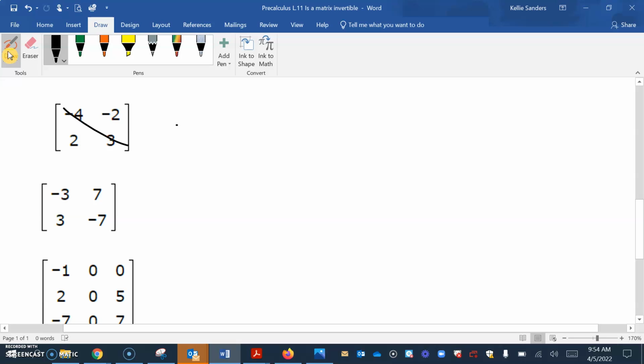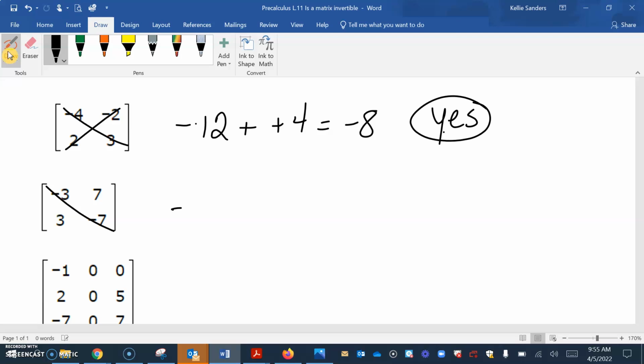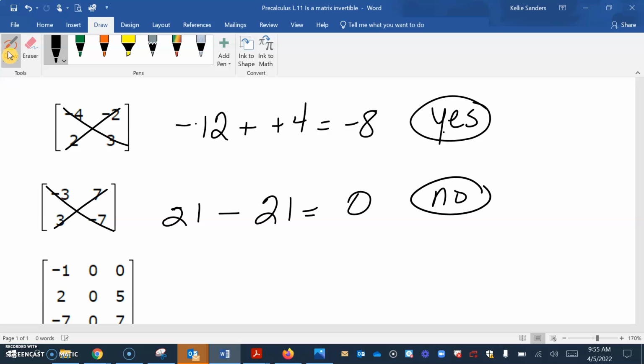Multiply those together, you get negative 12. We're going to subtract, and 2 times negative 2 is a negative 4, which makes it positive, and then we have a negative 8. Since it's not 0, yes, it is invertible. Positive 21 minus 21 is 0, so it is no.